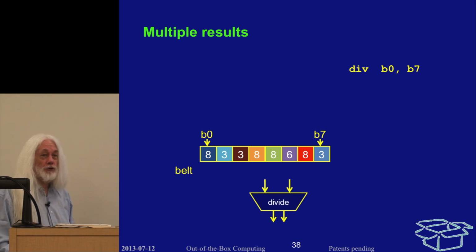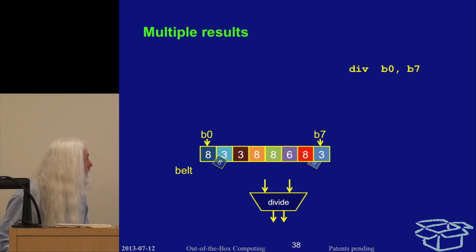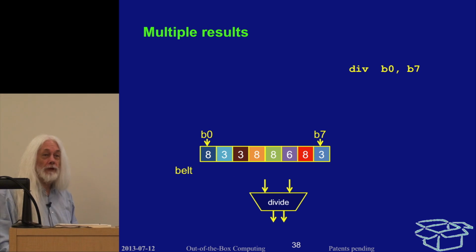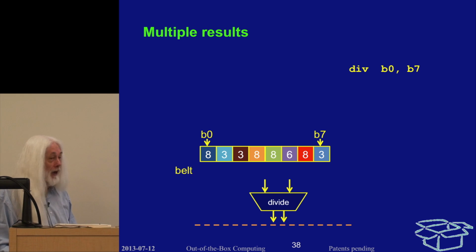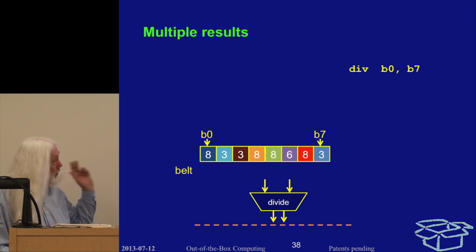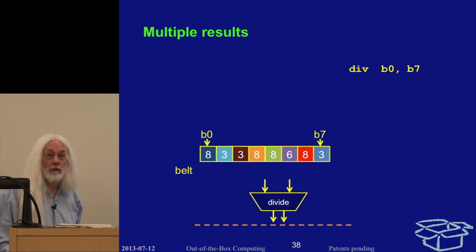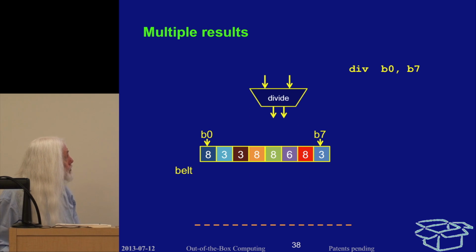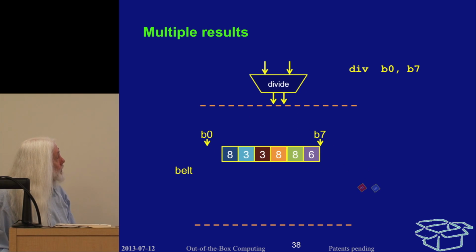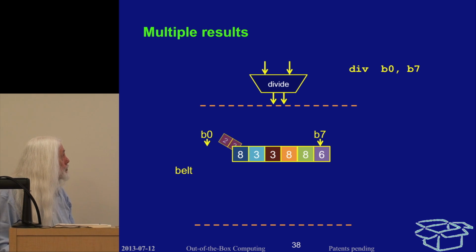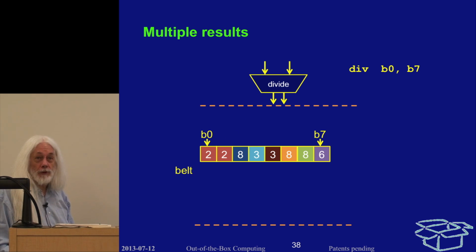There's our divide functional unit, 2 in and 2 out. Well, the 2 in is no problem. It grabs 2 items off the belt just like anybody else. And of course, divide chugs for a little while. The horizontal dotted lines are cycle boundaries. And it chugs a little longer, and finally it's about ready to produce a result, which it can drop, 2 results. No problem.